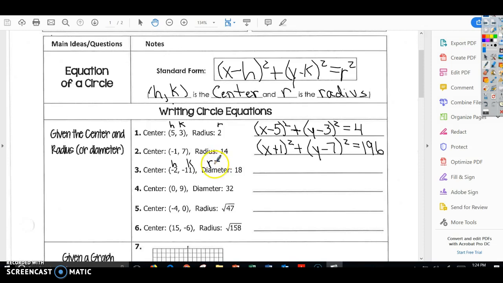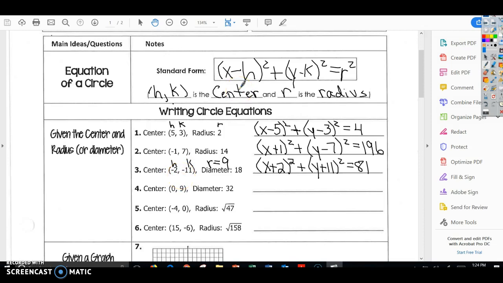Alright, maybe it'll work. Alright, so if our diameter is the full length across the center of our circle, our radius is halfway across, so it's going to be half of 18, which is 9. And then you do the exact same thing that we did up here. So you're going to have x minus negative 2, makes that a plus 2 squared. And then we're going to have y minus negative 11, so that'll be plus 11 squared equals 9 squared. Alright, so remember that the equation has minus h and minus k, so when it has a negative for the center, we have to do negative, negative.